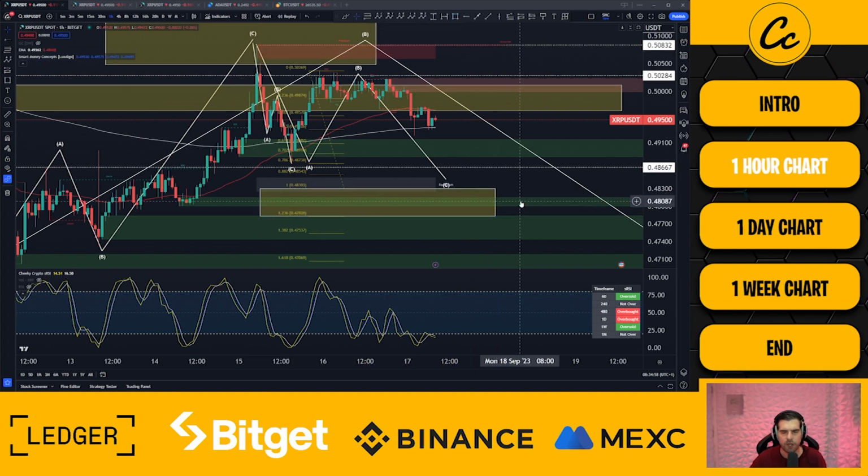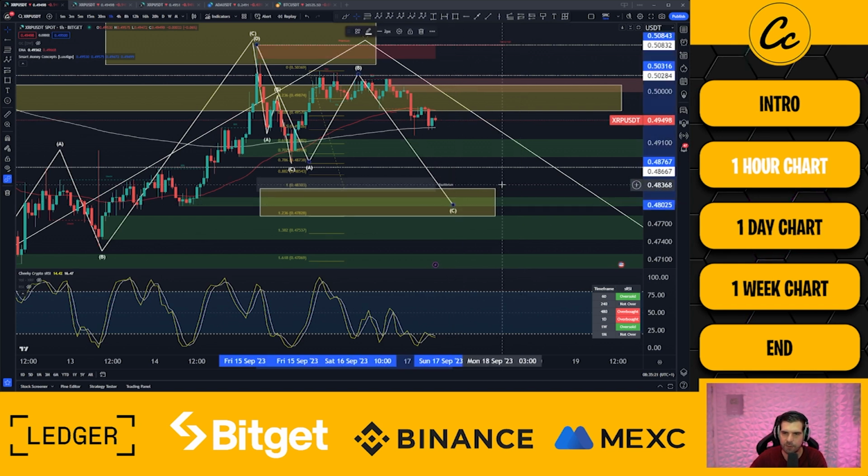Current target range for our move to the downside here will be 47.824 and 48.303. So actually, I'll read these numbers correctly. You can tell it's early in the morning. Apologies, guys. It would be 47.828 and 48.303. Okay, so that's going to be the C wave low point.